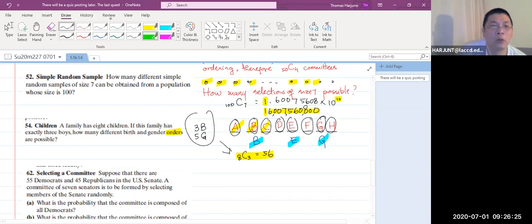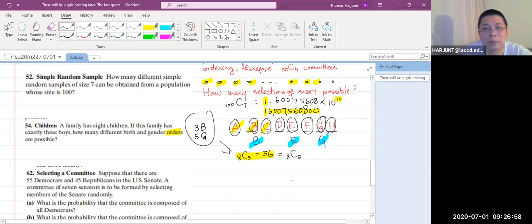Now, by the way, from this example number 54, I hope you also realize that we will get exactly the same answer if you have done 8 choose 5. Do you realize that? Instead of choosing 3 of them to be boys, that's the same as saying you choose 5 of them to be girls, the same consequence. Does it make sense?